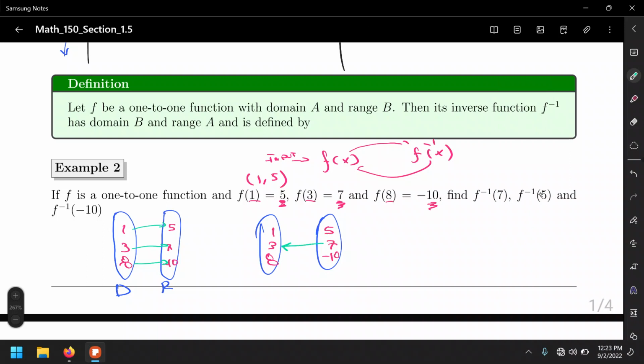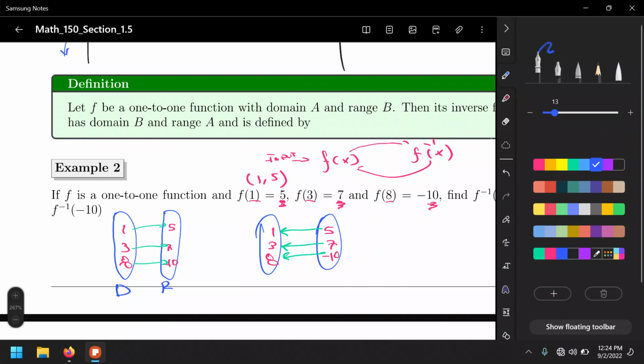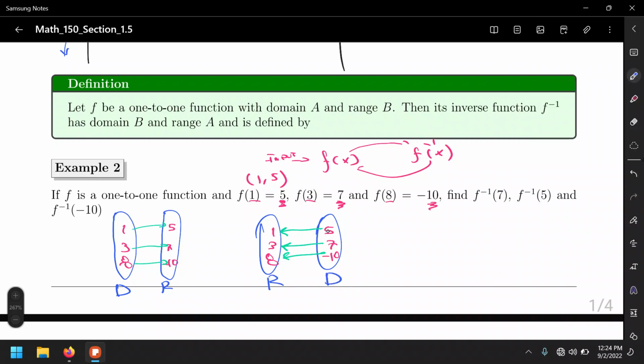What is f inverse of 5? That's going to take us back to 1. And last but not least, f inverse of negative 10 goes back to 8, right? That's going back and forth between both sets. And let's label this as the range and this as the domain, because we start with the range of the original function, which is the domain of the inverse function, and that's how we're going to go back and forth between them.